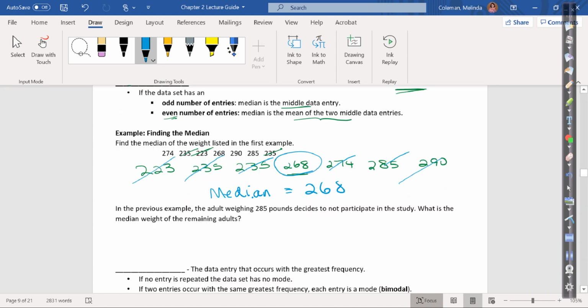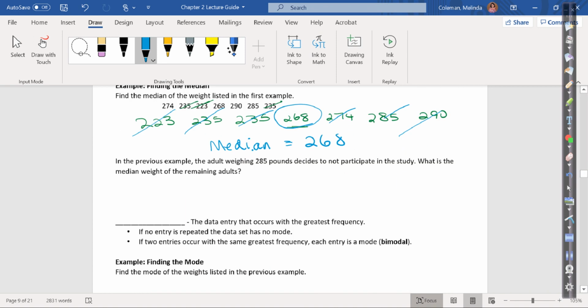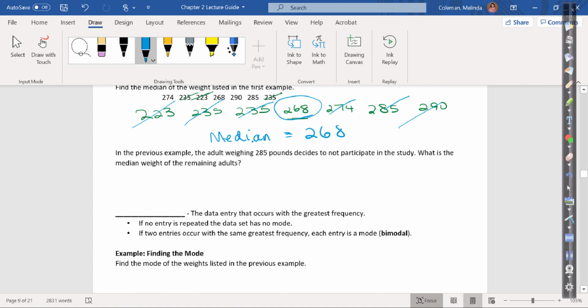In this case, as it is talking about weight. So it says next, in the previous example, the adult weighing 285 decides not to participate in the study. So what is the median weight of the remaining adults? Well, we still have the 223. We still have 235 twice. We still have 268. We still have the 274. The 285 opted out, so we're not going to list him. And we have 290.